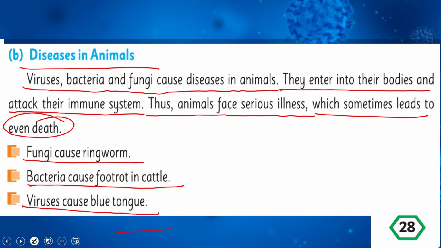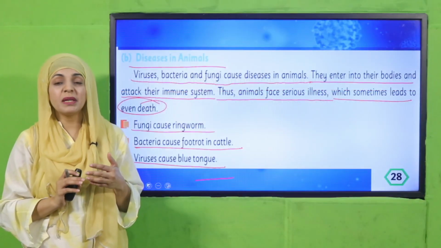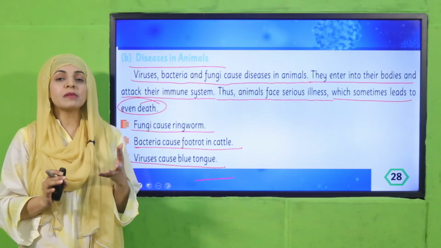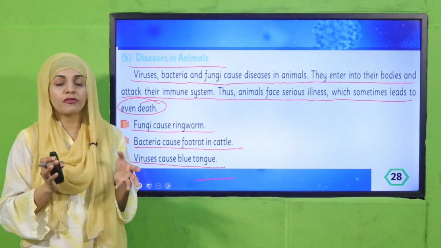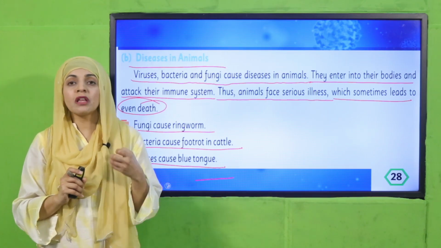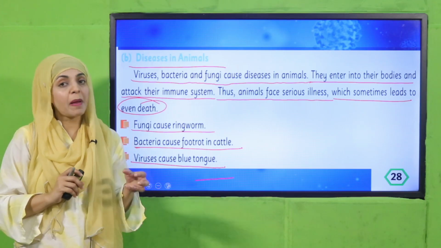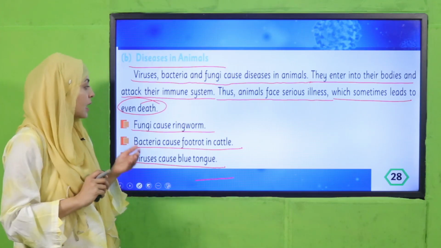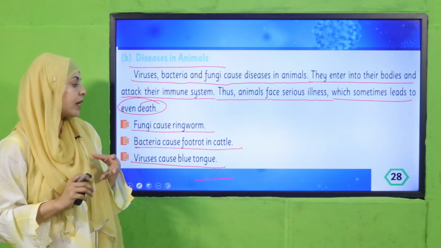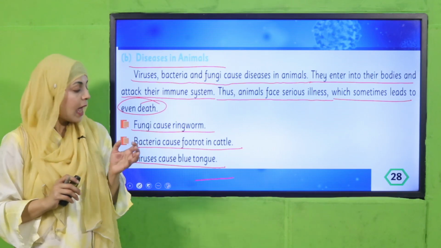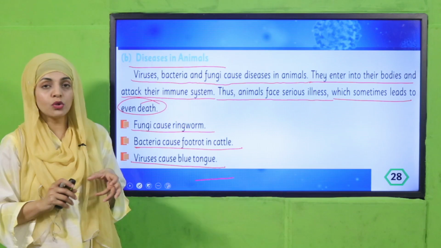So my dear students, these microbes or pathogens also cause diseases inside animals, and sometimes the infection increases so much that it even causes the death of the animal. So the different viruses, bacteria and fungi, these microbes cause different diseases in animals. For example, fungi cause ringworm, bacteria cause rot foot in cattle, and virus cause blue tongue.